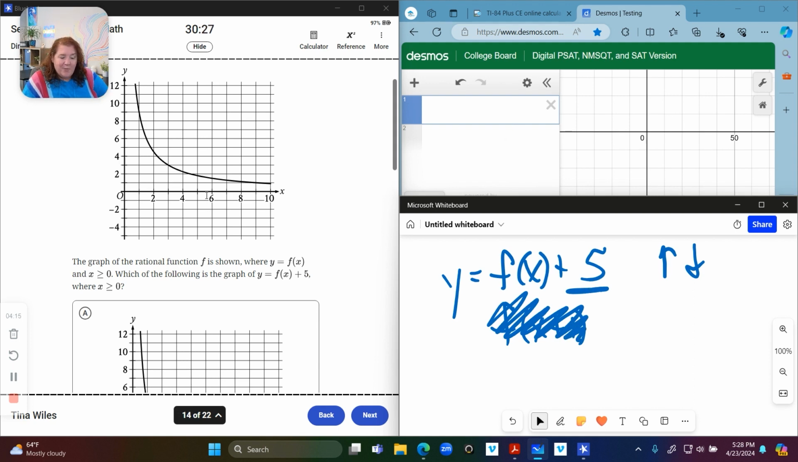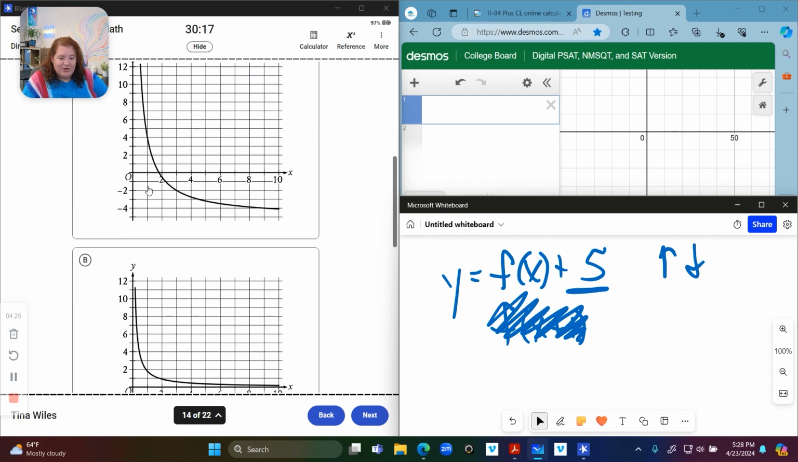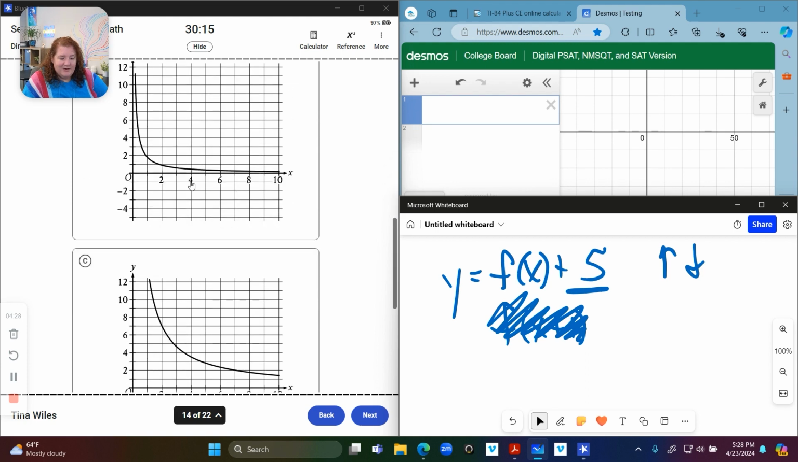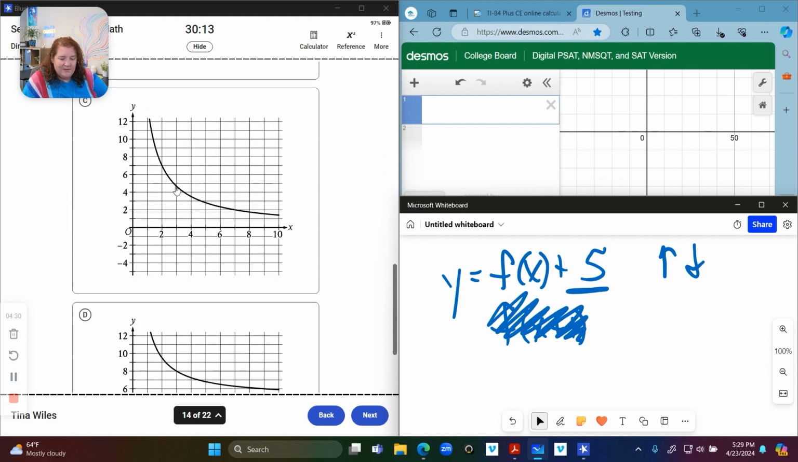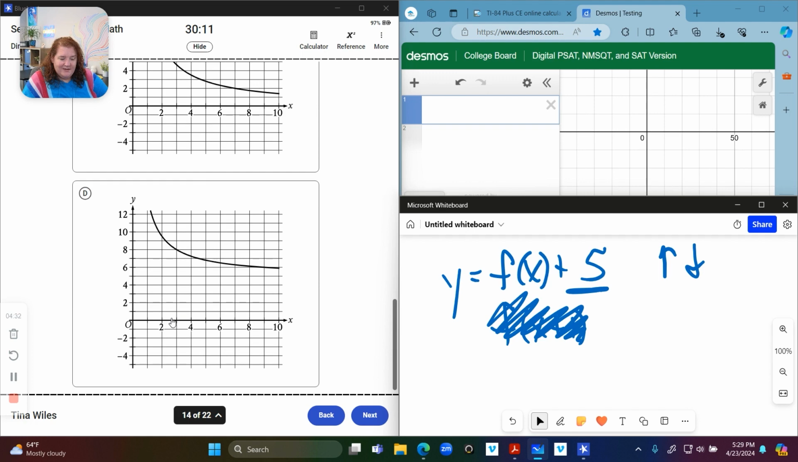So this moves plus 5. What you could do is actually pick a point. Like here, it went to 3, 3. So this now would be 3, 8. So I want to look. It's not this one, not that one. That's not 3, 8. This is 3, 8. So D would be the correct answer.